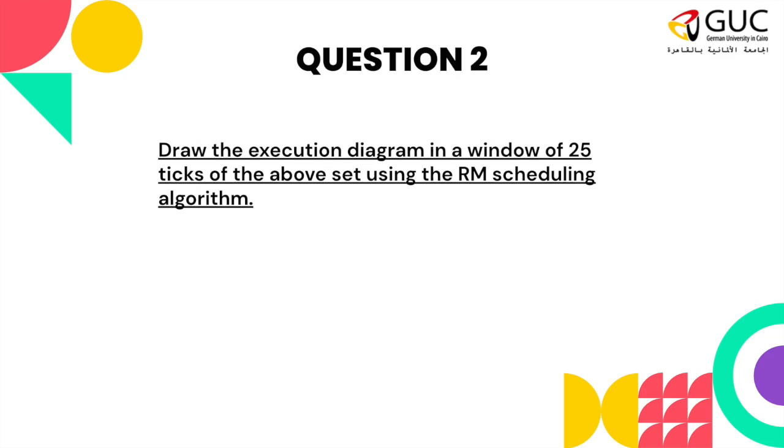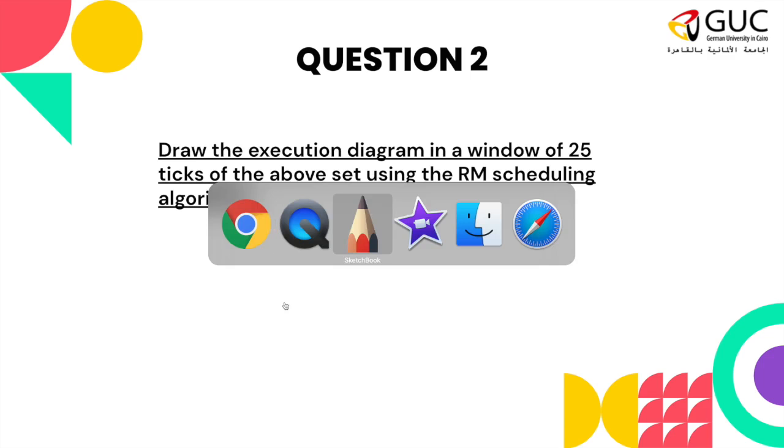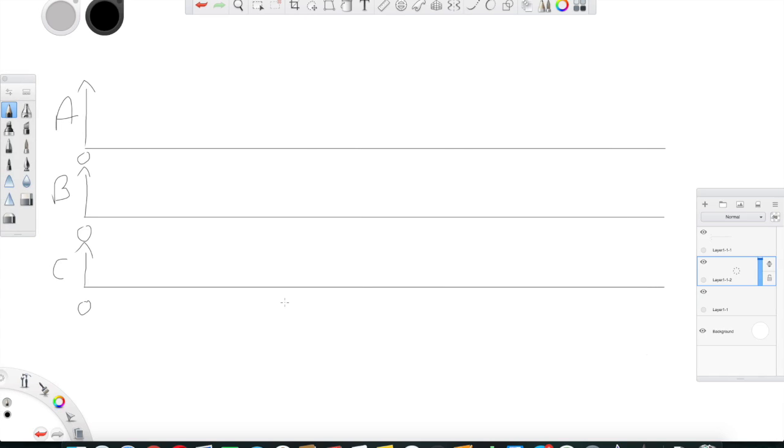Here it tells us to draw the execution diagram in a window of 25 ticks of the above set using the RM scheduling. So now let's draw the execution diagram and move back to our sketchbook. As we all know, we have here 3 tasks, task A, task B, and task C. And since the question did not specify an arrival time, all of them will arrive at T0, which is clock tick number 0.